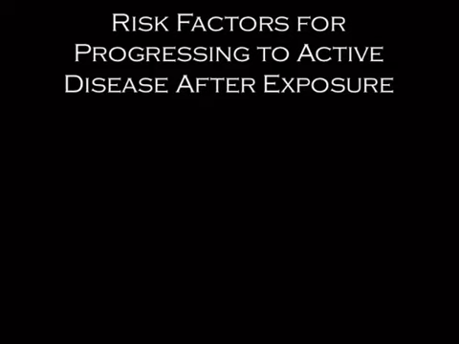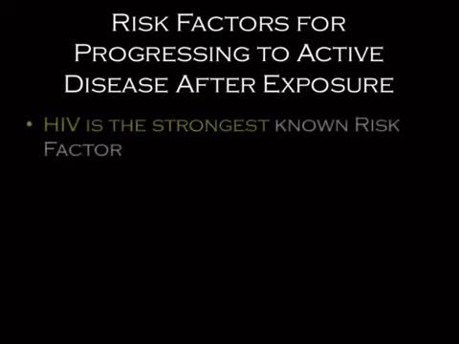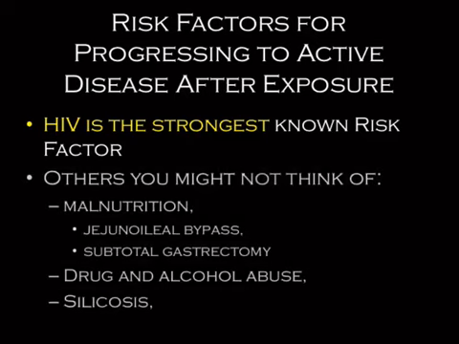Risk factors for progression to active disease after exposure, where you're unable to sort of wall that thing off, that's going to be someone who doesn't have a normal immune system. So the poster boy for that is HIV, and that's going to be the, quote, strongest risk factor. And if somebody would ask you that kind of a question or word it however, that's what you would go to first. Now, there's a whole bunch of other stuff that can do it too, things you might not think about. People who've had weight loss surgeries, people who are just sick people, drug or alcohol abuse, or people who have had silicosis. Silicosis is a risk factor for TB.